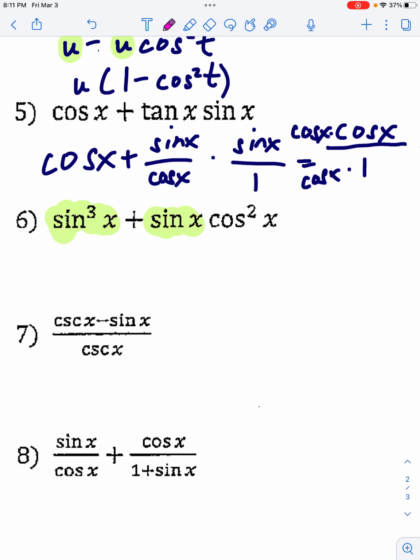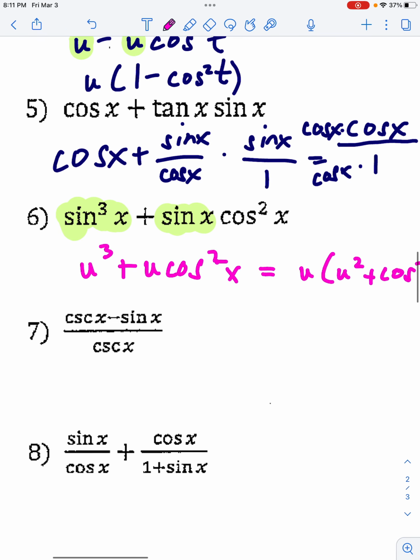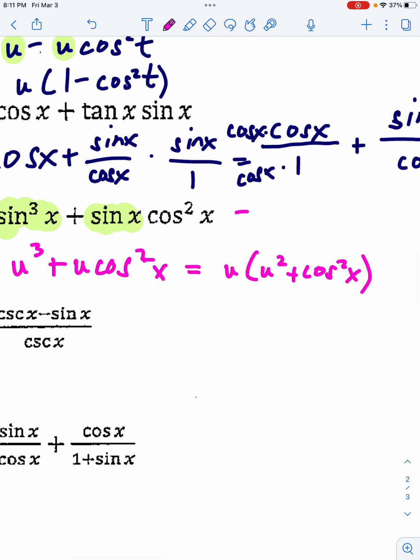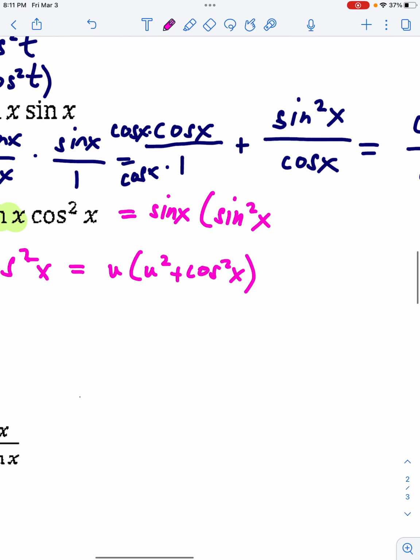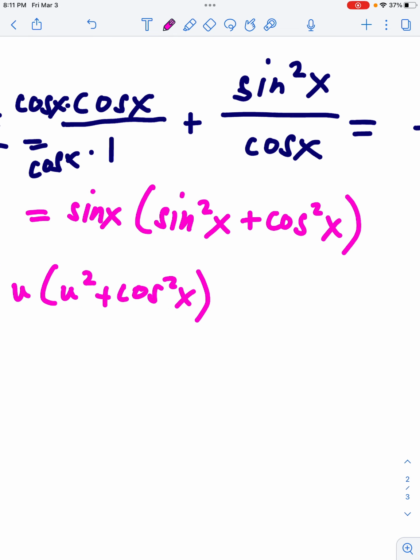Okay, so I'm going to factor this just as if it were u cubed plus u times cosine squared of x, right? If I told you to pull a u out, you would do u times u squared plus cosine squared of x, okay? So just treat sine like it's a variable. So I'm going to pull a sine x out, and that'll leave me with sine squared of x plus cosine squared of x, okay? Trick number 4 that I wrote up there, okay?